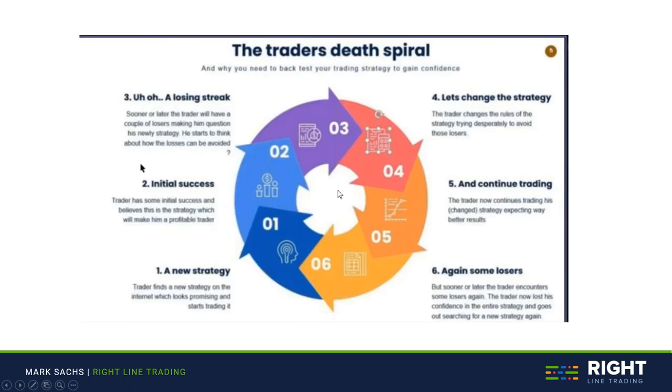So you've got to realize this is the trader's death spiral. What happens with most traders, and why they fail, is they get a new strategy that looks good. They have some initial success, then they go on a losing streak, the inevitable losing streak. Then they decide, well, maybe I can change the strategy, change the rules a little bit, make it better, expecting better results. And then again, some losers come.